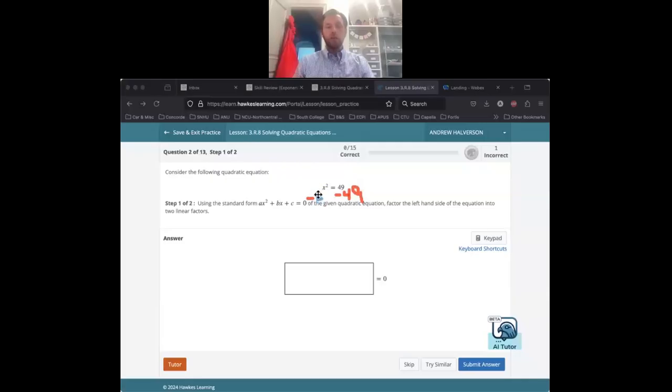It's a little messy right there, so I'm going to take that off because it is a real giant mess. But by subtracting that 49, we get x squared minus 49 equals 0. Now at this point, you factor.